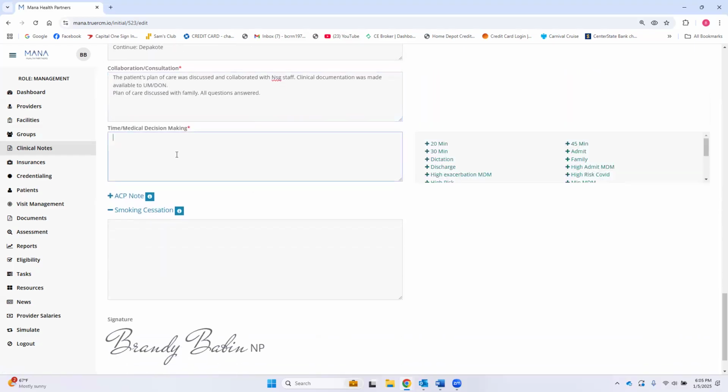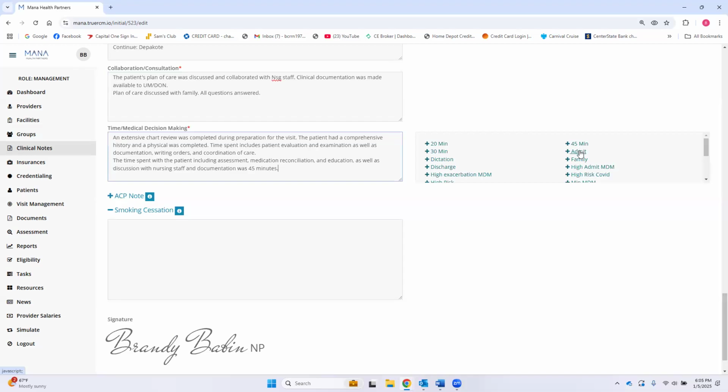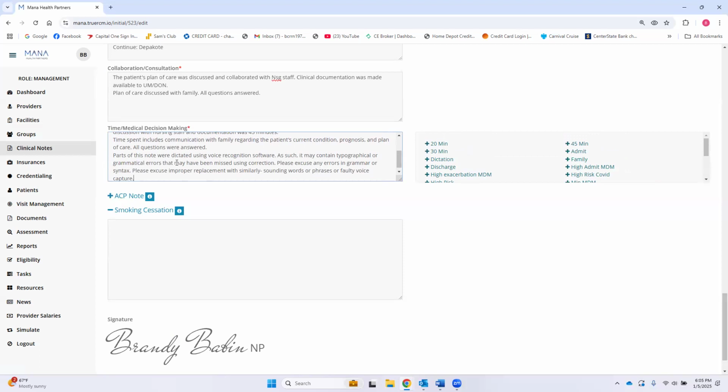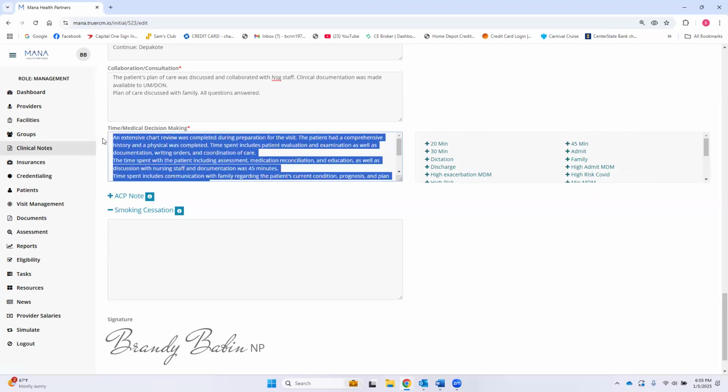Time or medical decision making, you have your 20 minutes, 30 minutes, and 45 minutes. This was an admit, so I'm going to click admit first, then I'm going to click 45 minutes. You also have that family snippet that you can utilize. And I use Dragon, so there's a dictation snippet. So that's what my time would look like.